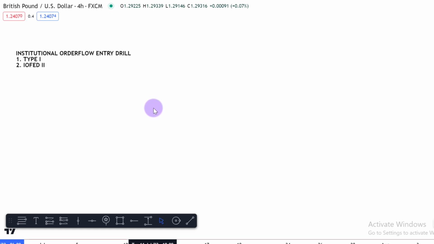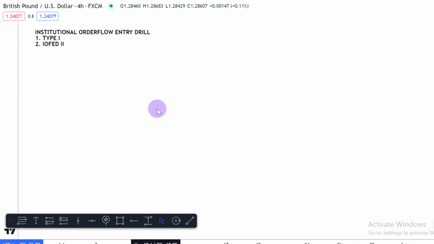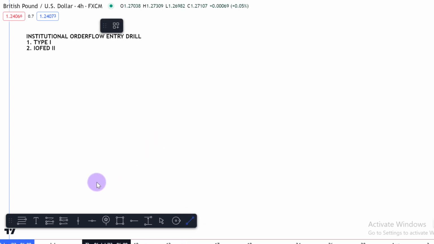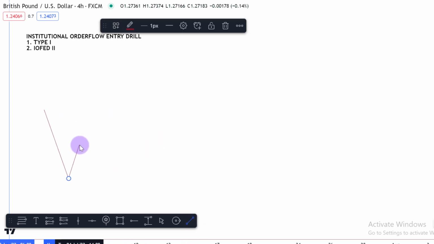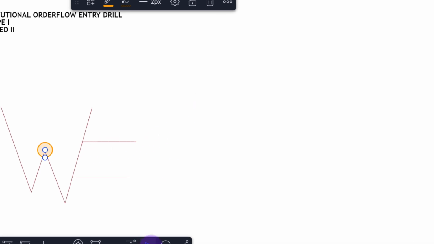We have the institutional order flow entry drill type 1 or IOFED type 2. The word IOFED is the abbreviation for the full name, institutional order flow entry drill. So the type 1 is a scenario where, for example, price has been bearish, then we have a shift of market structure. Price creates a fair value gap around this region with an old wick in between that fair value gap. So that's the type 1. Fair value with an old wick in between it, or old high in between it, or old low in between it. That is institutional order flow entry drill type 1.